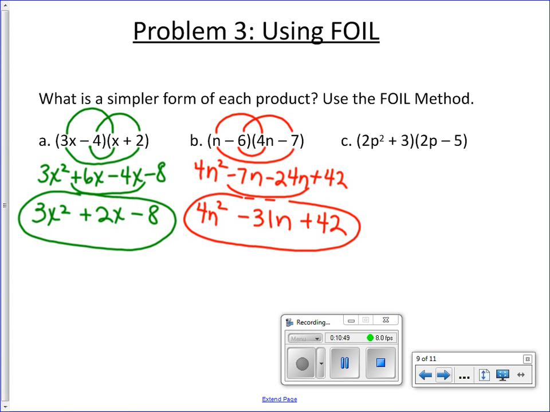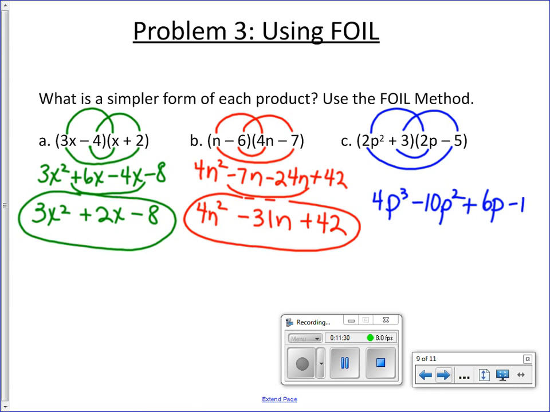All right, and our last problem, first terms, we're going to take 2p squared times 2p, which would be 4p cubed. And I'm going to move this down just a little bit, I'm not leaving very much room for my mouth here. Outer terms, 2p squared times minus 5 would be minus 10p squared. My inner terms, positive 3 times 2p would be a plus 6p. And multiplying last terms together, 3 times negative 5 would be negative 15.